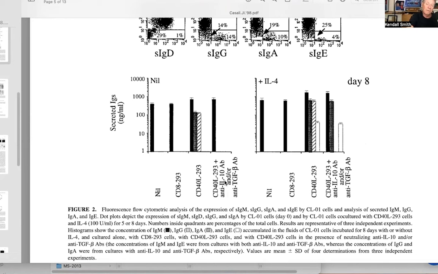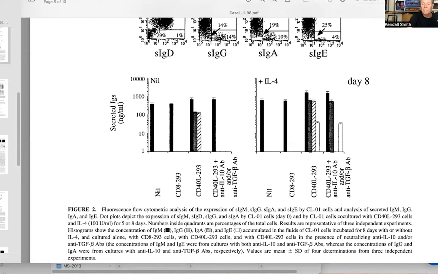And here, if you then add in an antibody to interleukin 10 or to TGF beta, which they surmise are being made by the clone 1 cells themselves, you can ameliorate this differentiative switch. If you add interleukin 4 into that whole mix, now in addition to G and A, you also get IgE positive cells here.